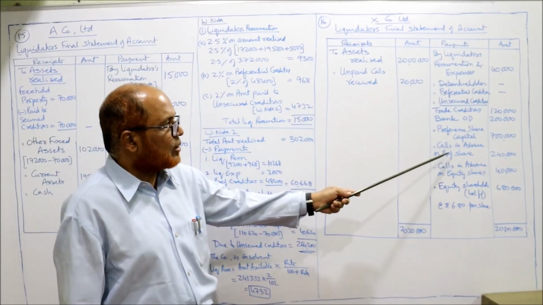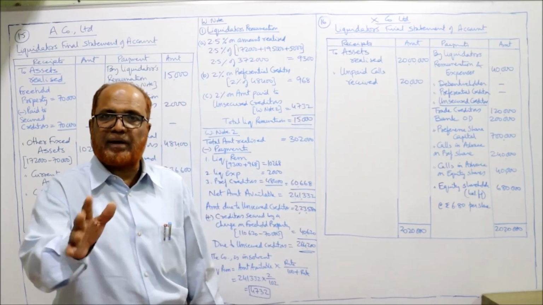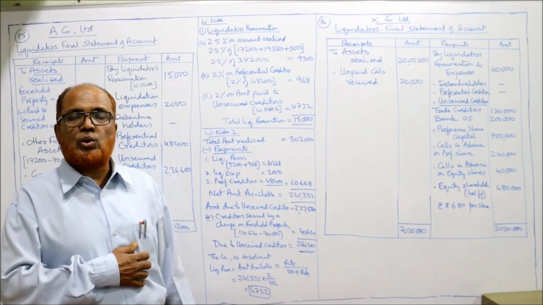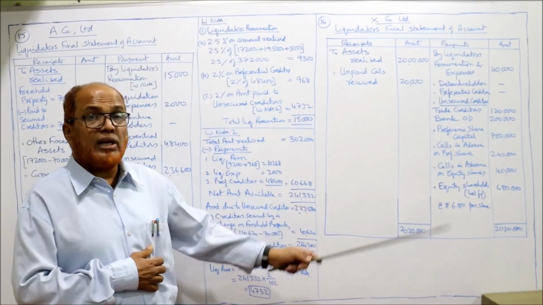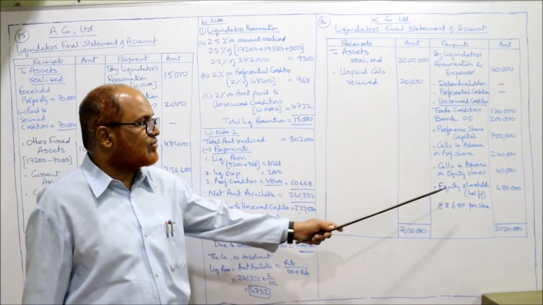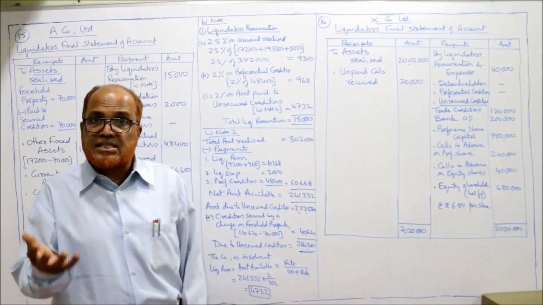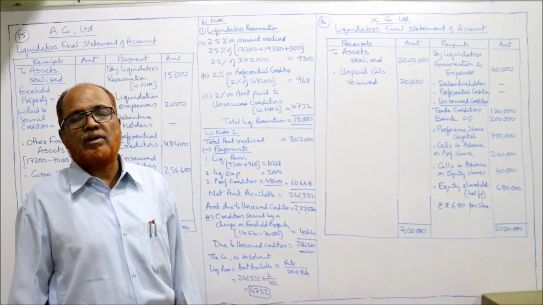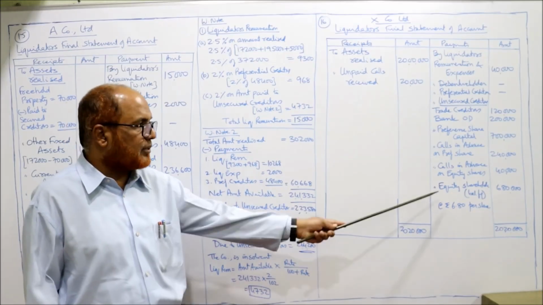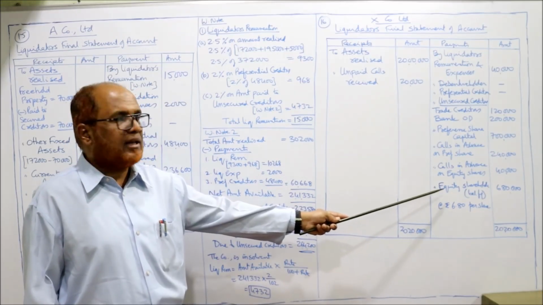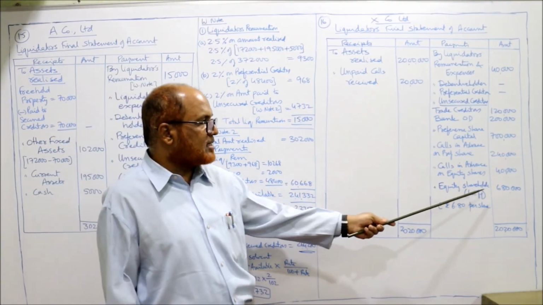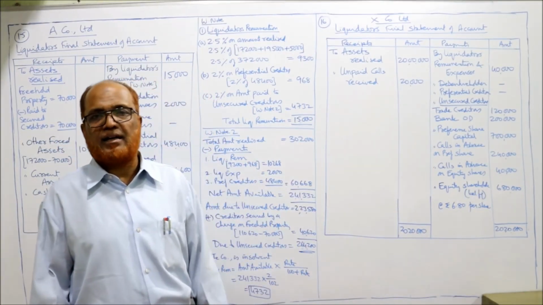Calls in advance on preference shares 2,40,000, these are also paid. Still the amount is left. That amount will be used to repay calls in advance on equity shares. Calls in advance on equity shares 40,000 rupees repaid. Still amount is left. That amount will be repaid as equity share capital. The still remaining amount will go to equity shareholders. So to equity shareholders, balancing figure 6,80,000.